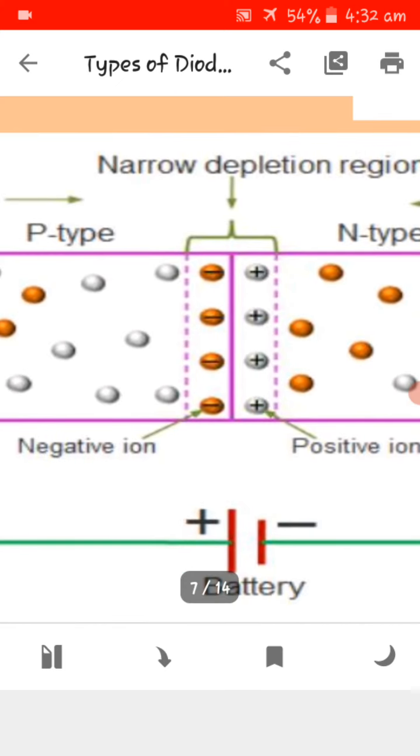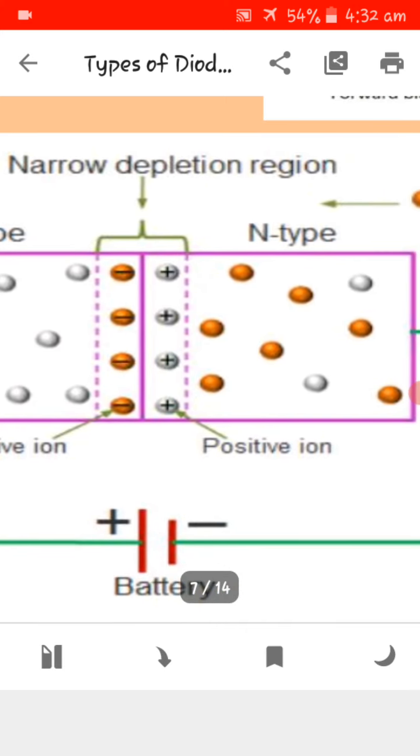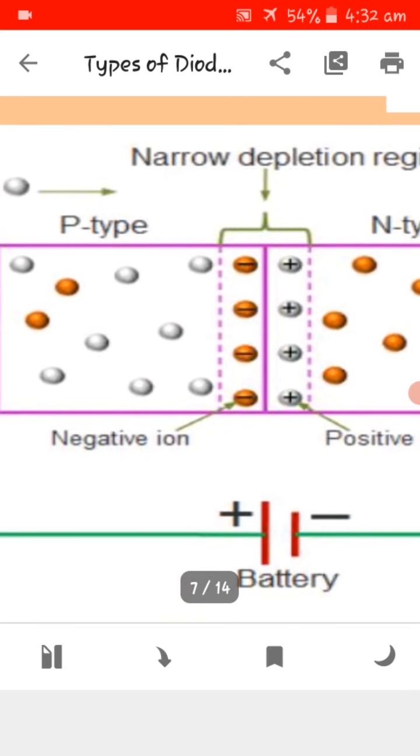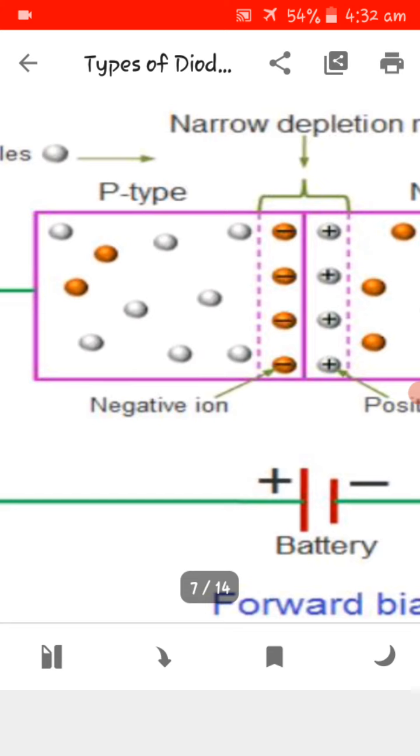So what is the action? By repelling both types of charges, from the p-type, holes are repelled towards the junction. Also from the n-type, electrons are repelled towards the junction. So what is the action? By repelling the carriers, holes and electrons, towards the junction, what is the action inside the depletion region? Holes of the p-type semiconductor combine with the electrons of the depletion region.